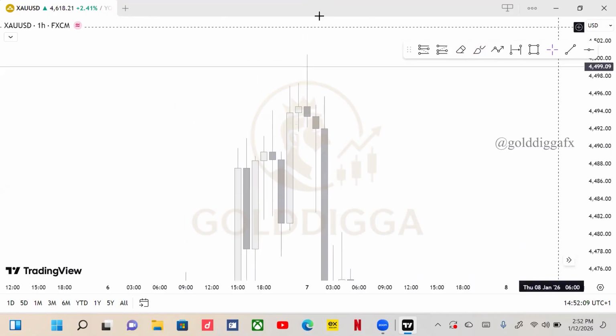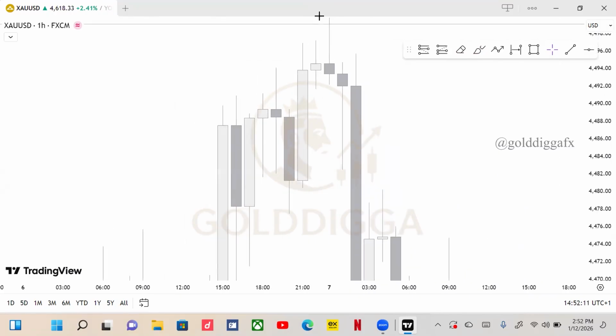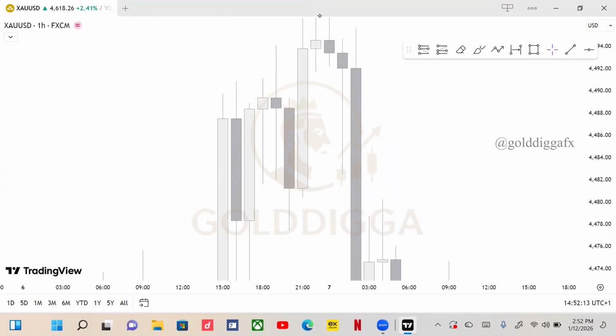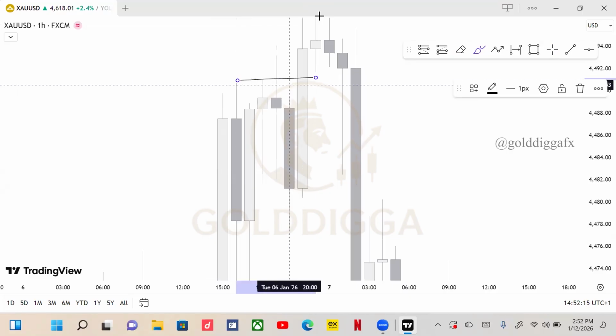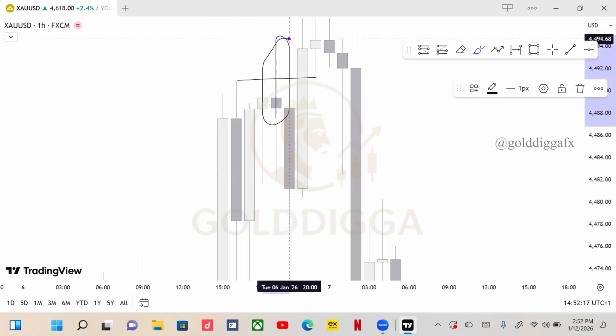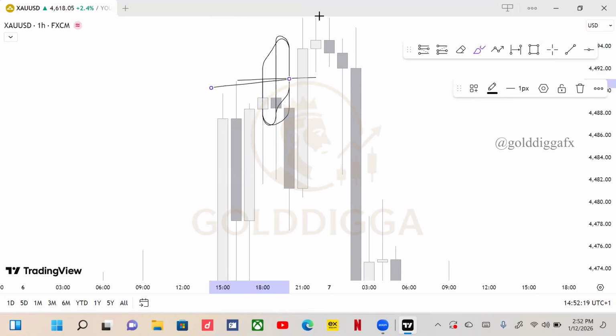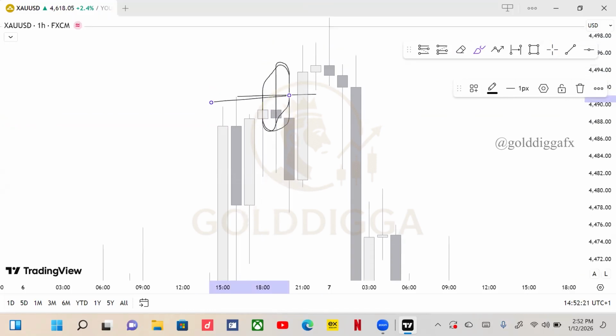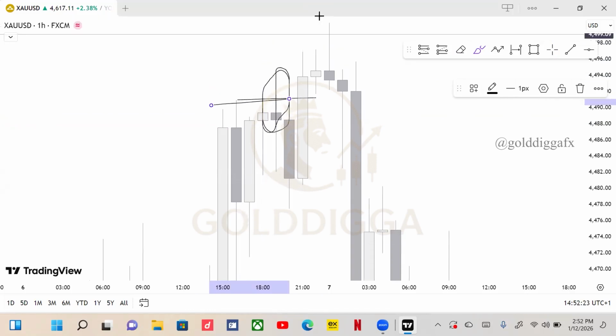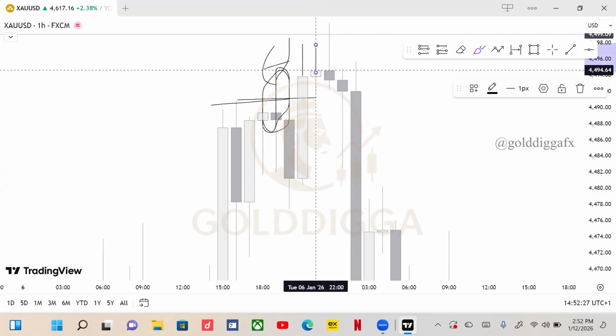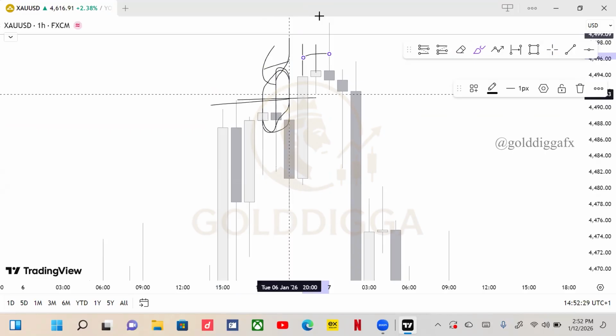Now, this is not a break of structure. This one, this week, closing above this is not a break of structure, right? It is indeed a higher high, because it's higher than the previous high, but that is not a break of structure.